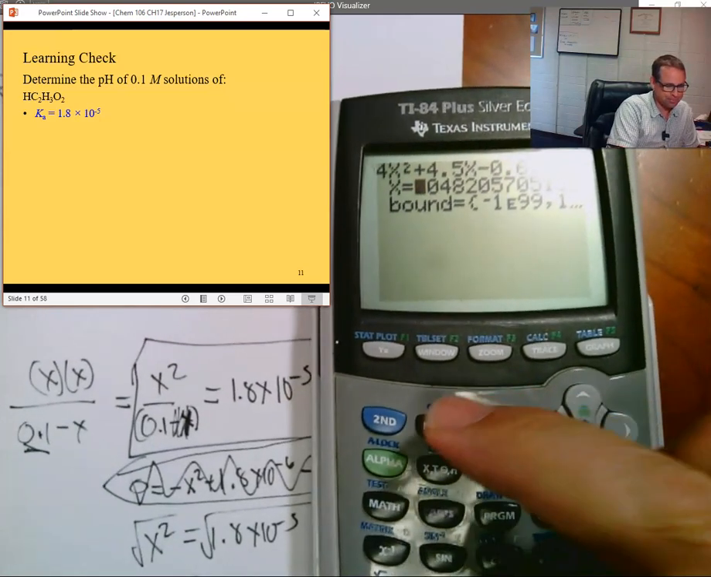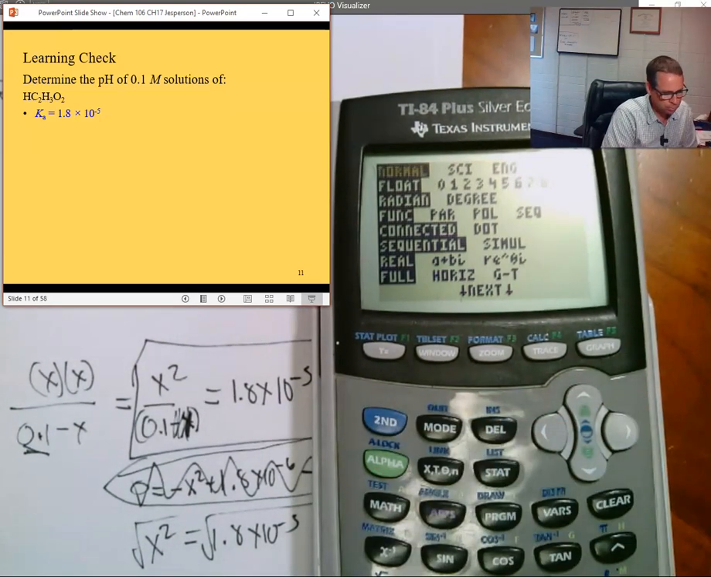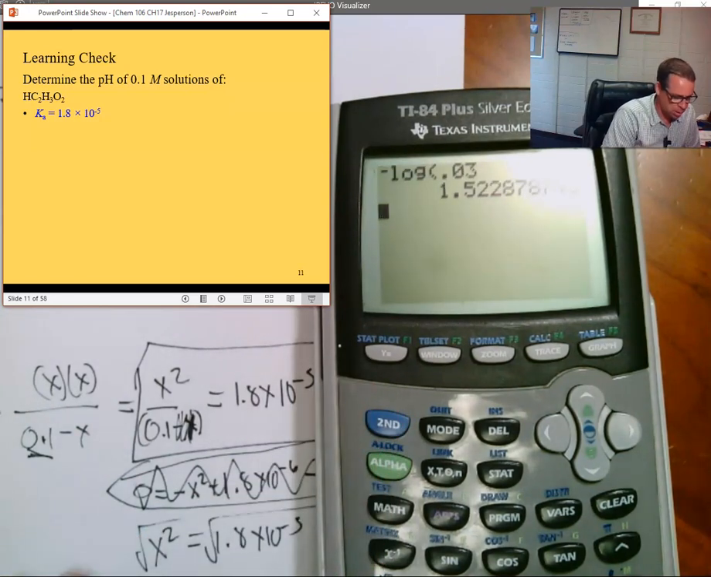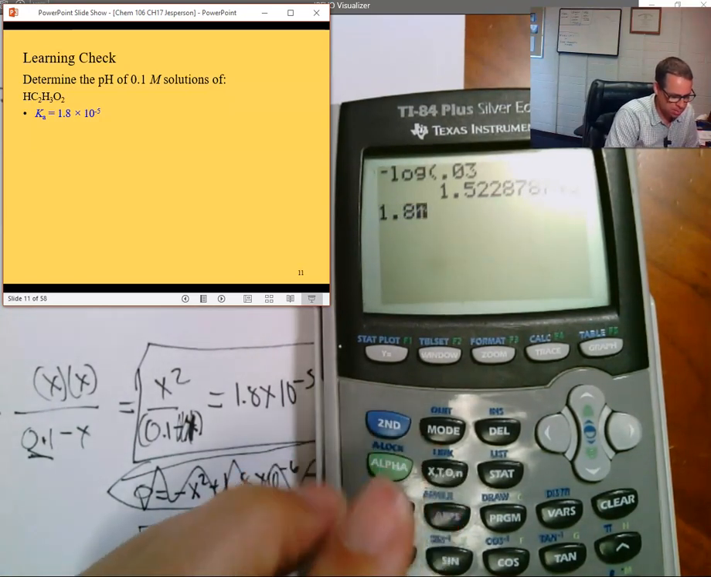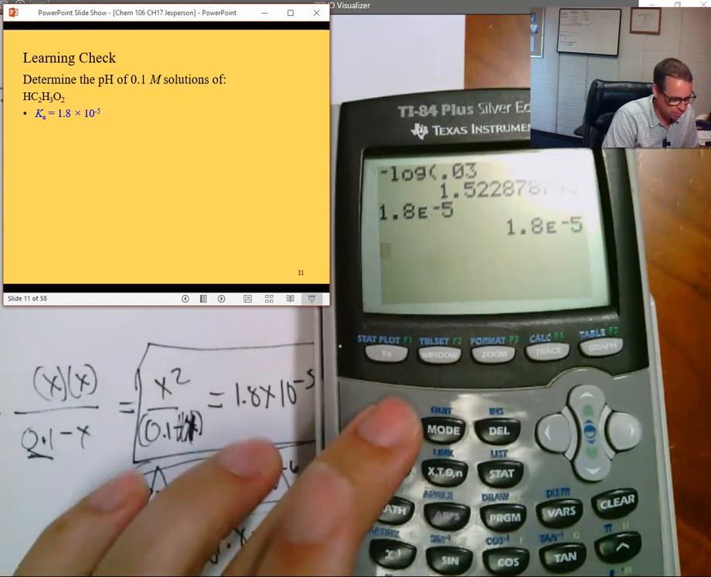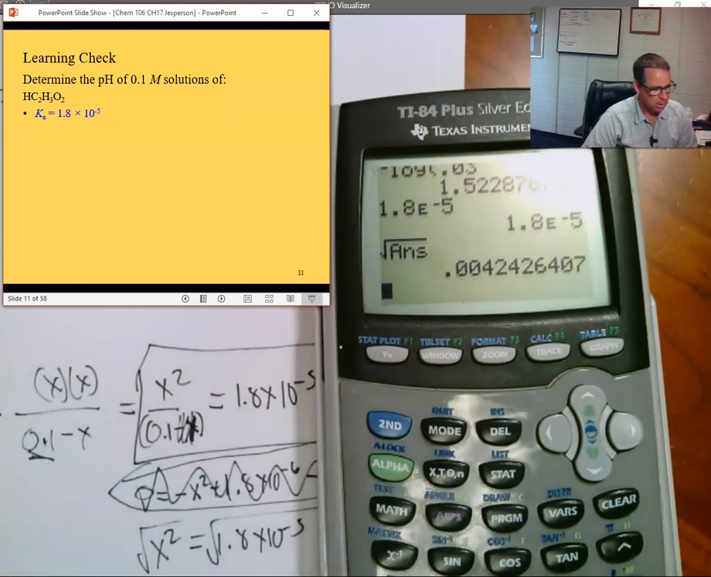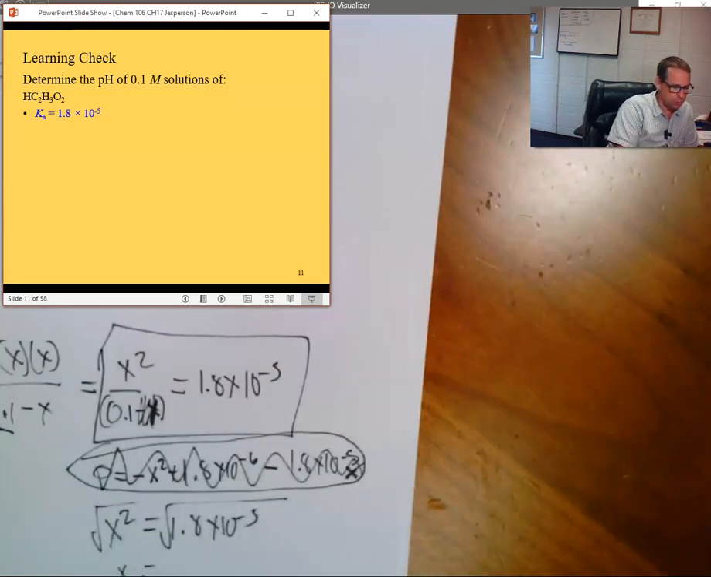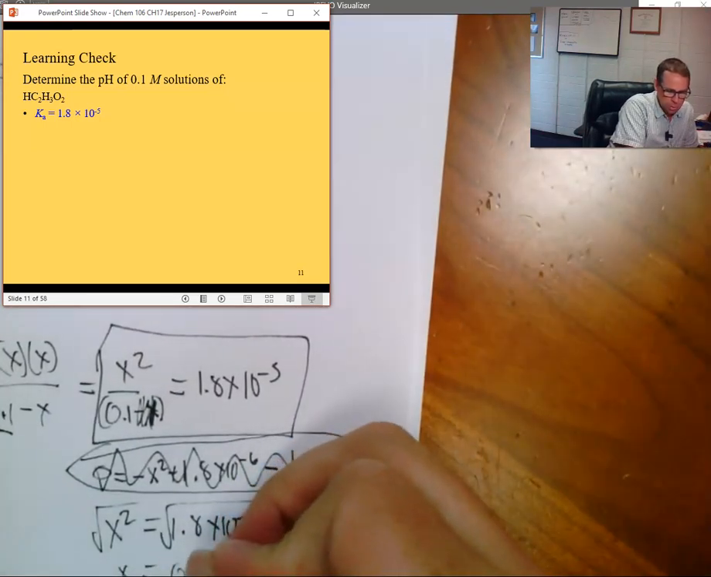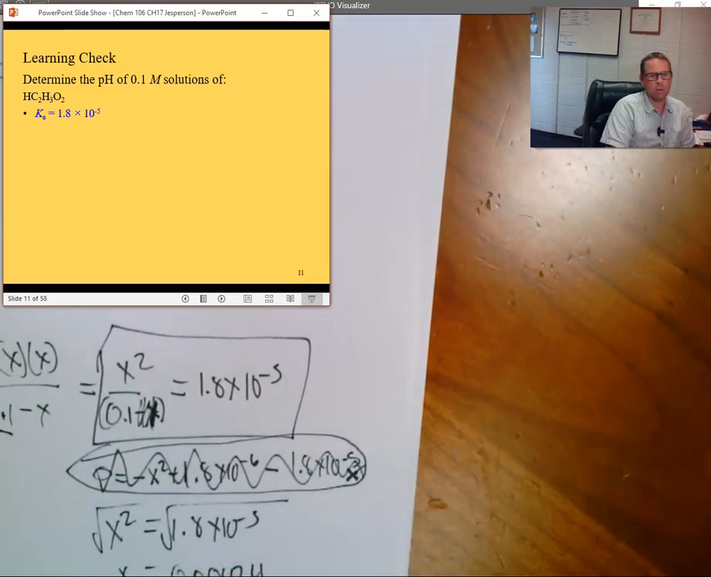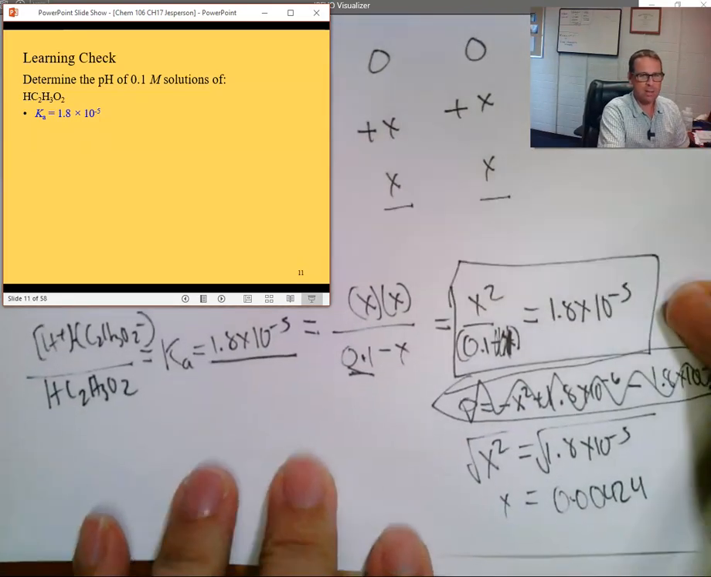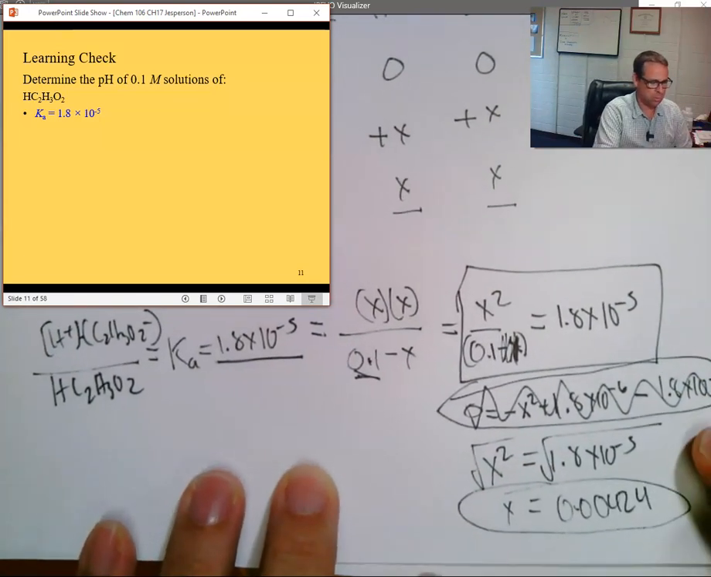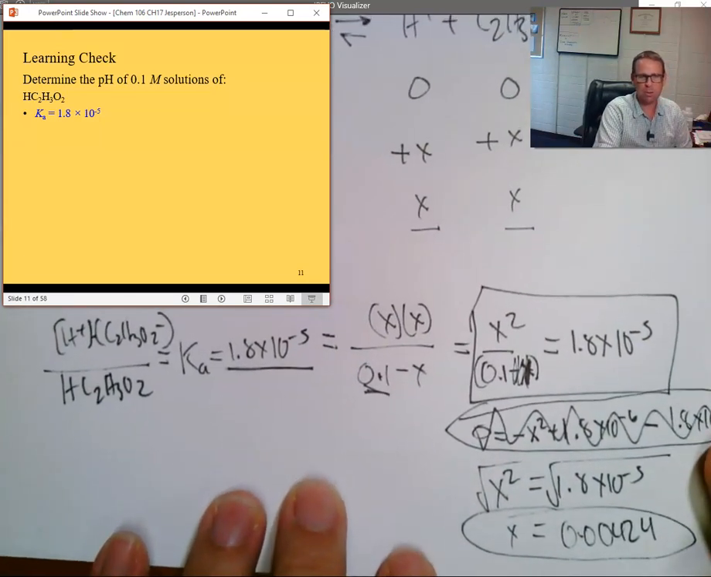So, what do I got here? 1.8 times 10 to the minus 5. Square root, I meant. There we go. So 0.004, 0.00424. That is what x equals. How does that help me, Sarah? Why was I after x? What am I doing here?